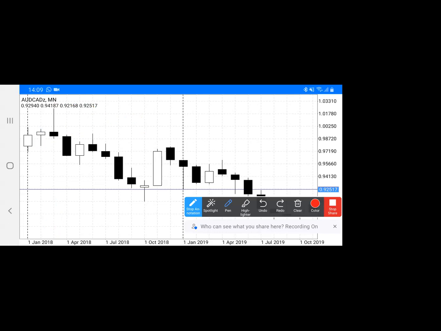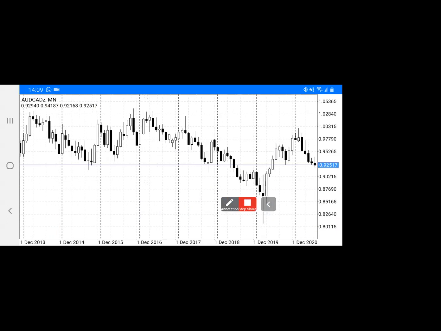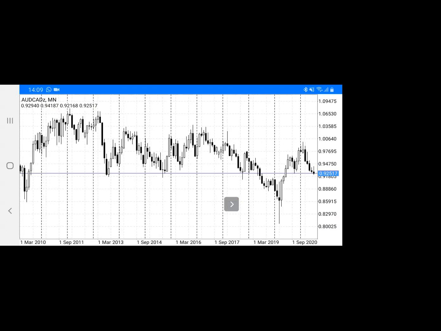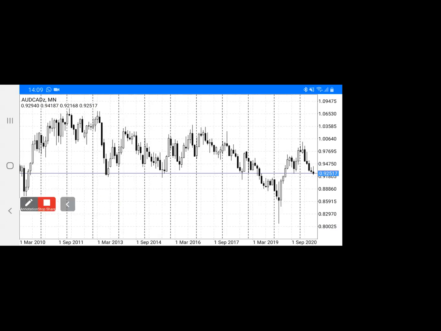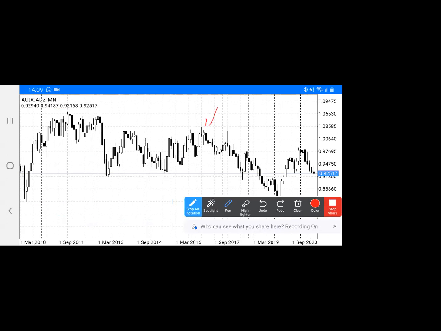So maybe, let's just double check. Where was it? Yeah, we're at a level of resistance. This is the section we're looking at, yeah? No, sorry. This is the section we're looking at. Yeah, so you can see that we are at a level of resistance.